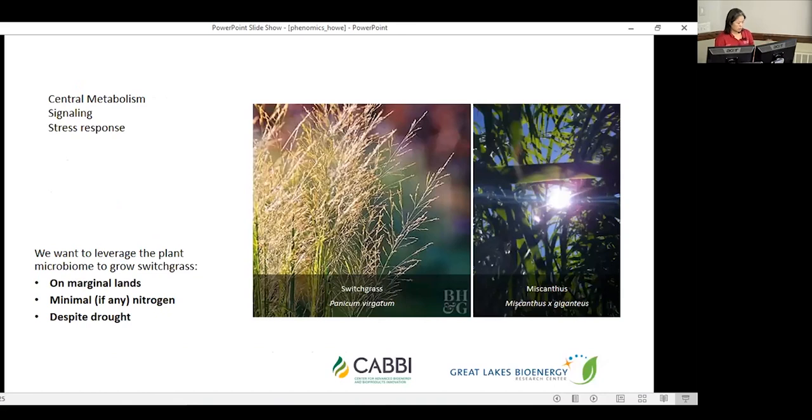So just going back to the bigger picture, how are we going to grow these plants on marginal lands? One of the things we like to think about is, do these functions pair with our goals of growing productive biofuel crops? Metabolism, signaling, stress response, those are all functions I think of needing to leverage as a resource if we think about how we need to grow plants on marginal lands where nutrients are depleted, with minimum nutrients, and in stressful conditions like drought.